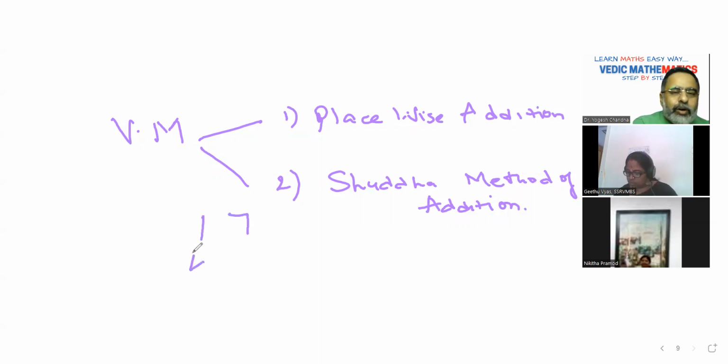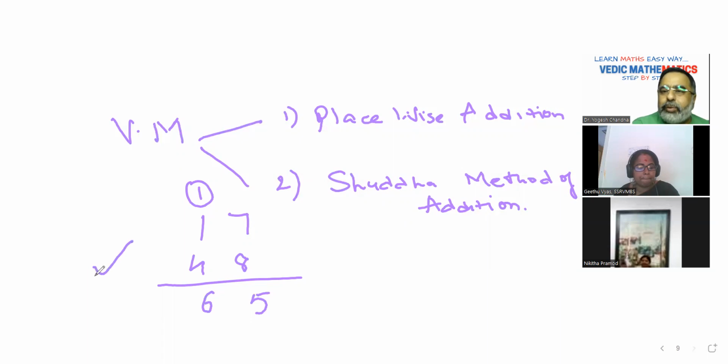Let me give you one example. 17 plus 48. Now, what do we do? 7 plus 8 is 15. So I write 5 and take a carryover. And this gives 65. This is what we have been doing till now. Correct? So here it is a carryover. Now this was a 2-digit number, so only one carryover. If it is more digits, there would be multiple carryovers, and this is where generally students or children make mistakes, not we, definitely.